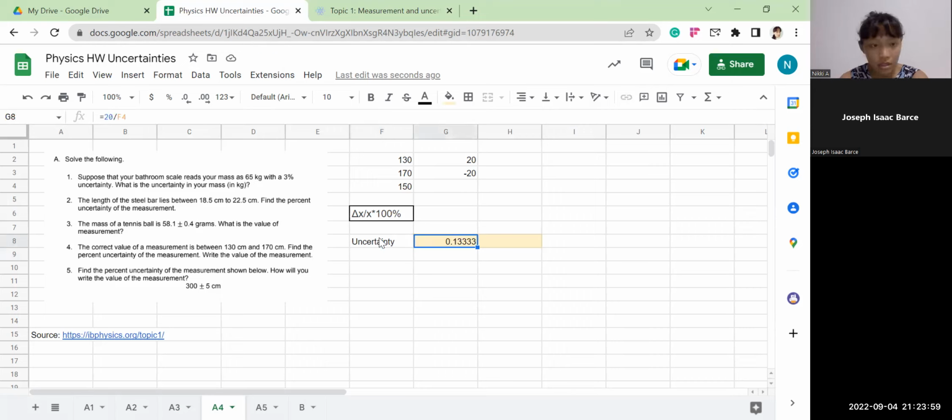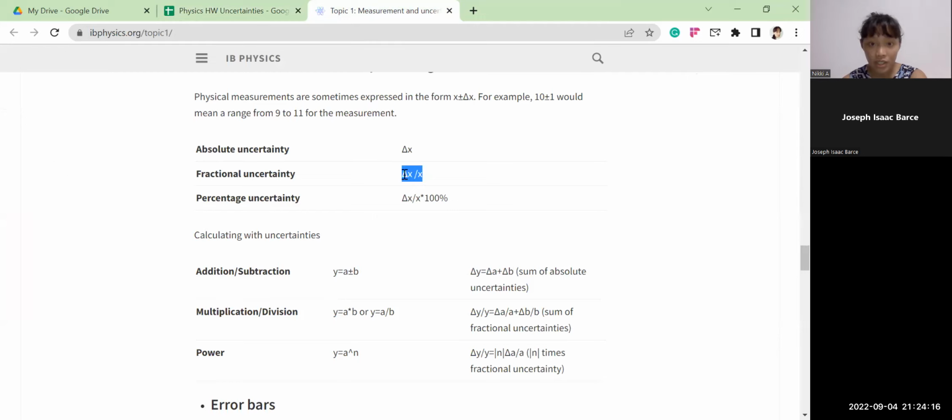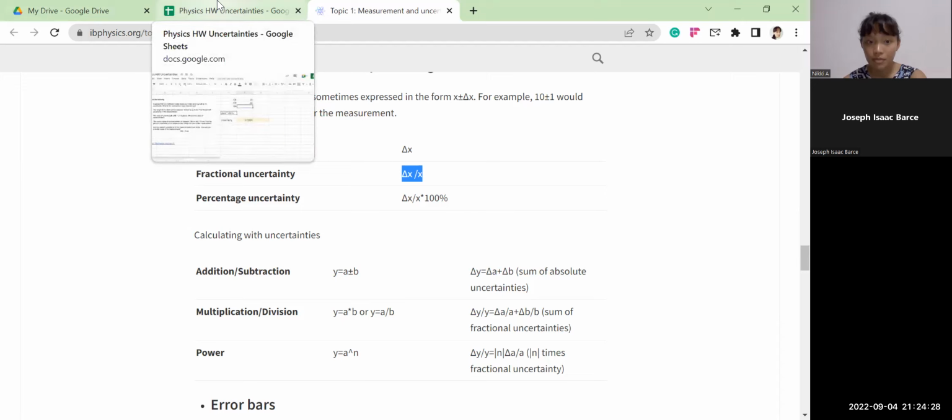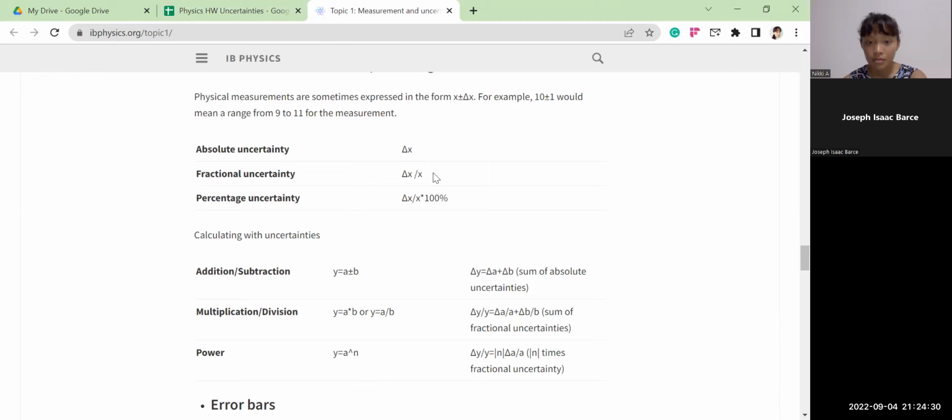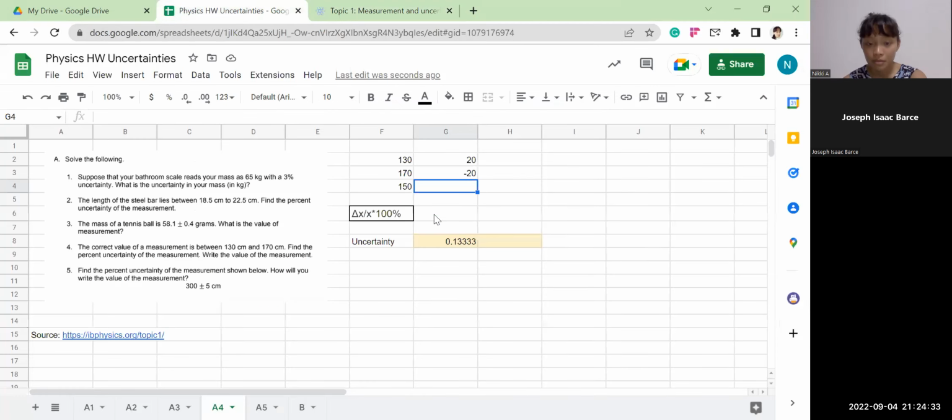Is that the delta x, the uncertainty? Maybe not. 20 cm is the difference between the highest and lowest values. That's not your uncertainty. And the delta x? Your fractional uncertainty is delta x over x. So, 0.13. How will you express this?